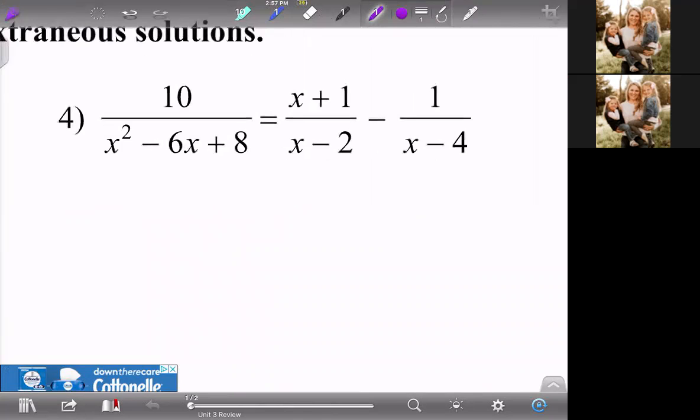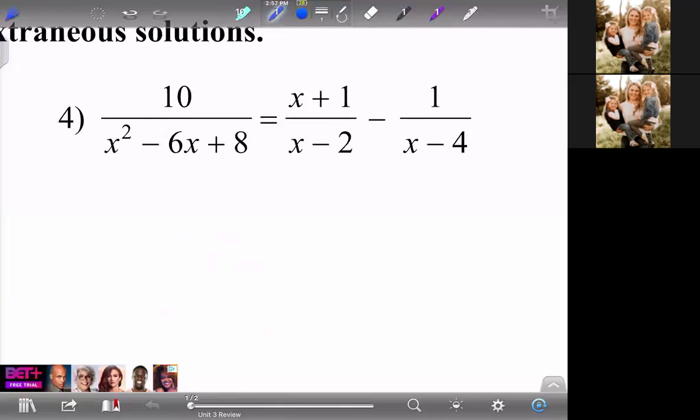Question number 4. So for question number 4, make sure that you have 10 on top. I think I had the old version up there originally with a 1 on top, so change that to a 10. If you leave it as a 1, it's not going to be factorable and you get into a mess at the end. So first thing we're going to do is look at our denominators.